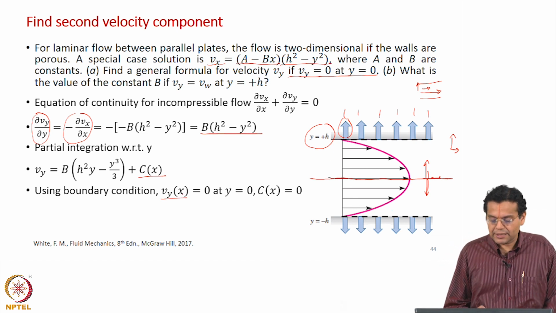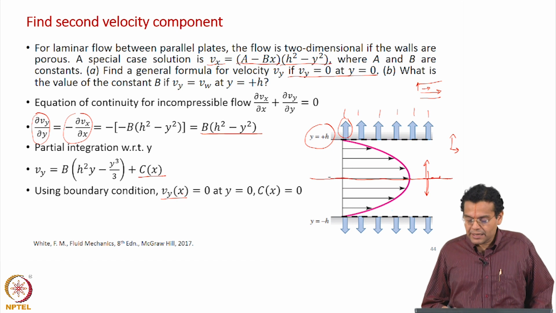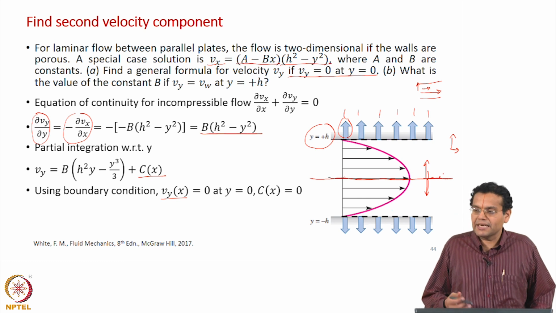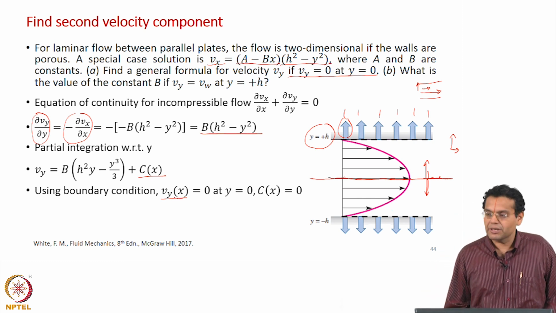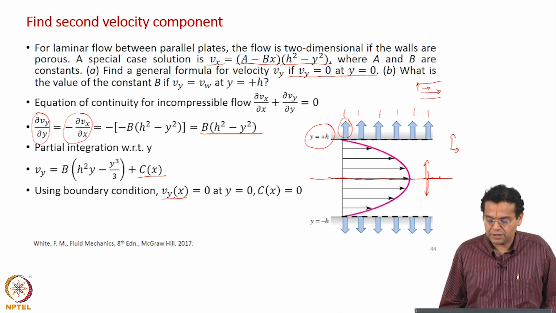Vy of x. Why do you say Vy of x? The vertical velocity Vy is 0 along the entire center line, for any x. For any x, Vy is 0. That is the meaning of saying Vy as a function of x is equal to 0 at y equal to 0.